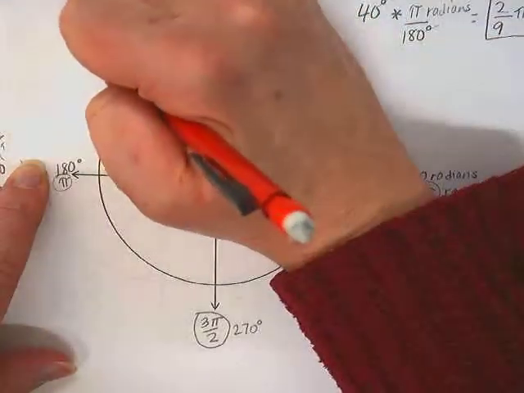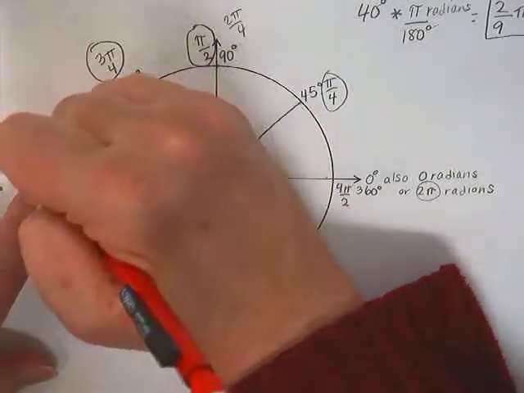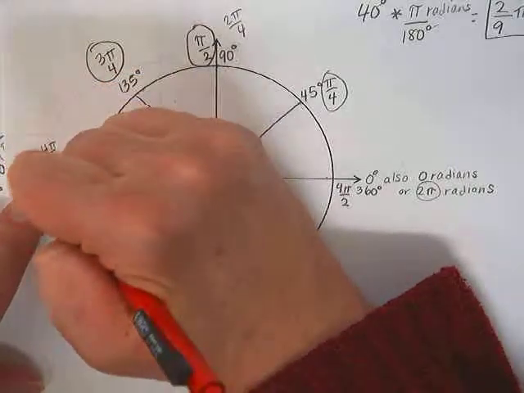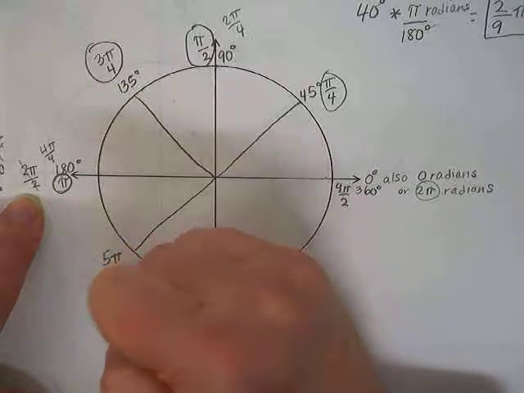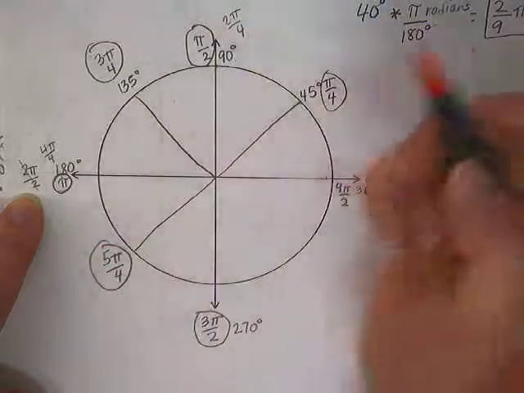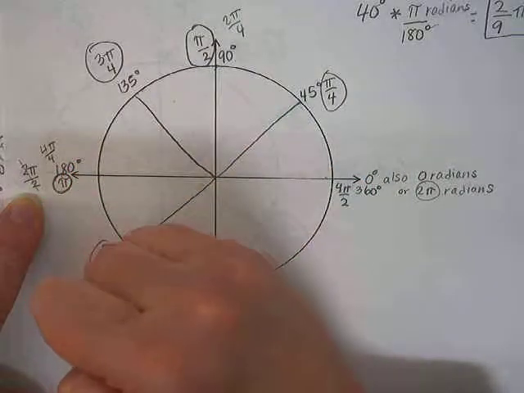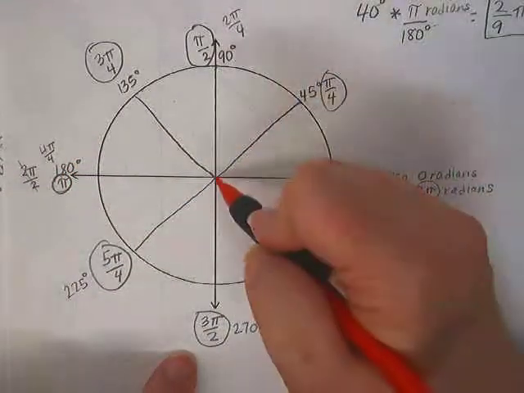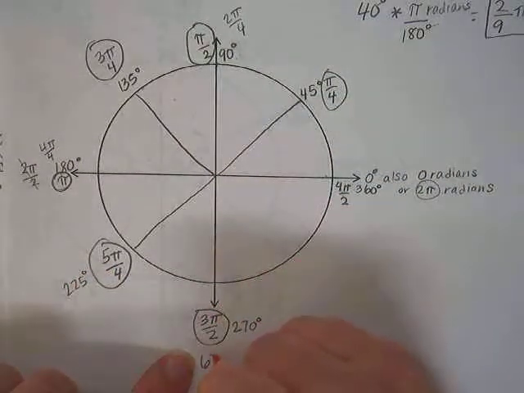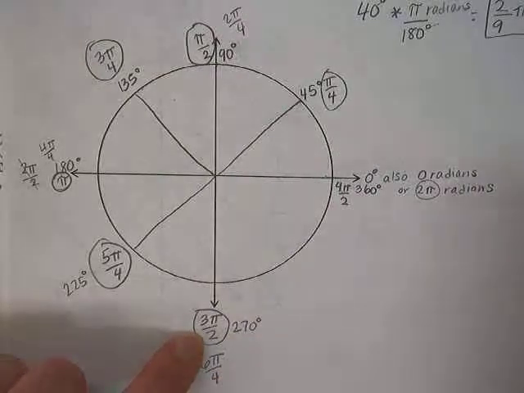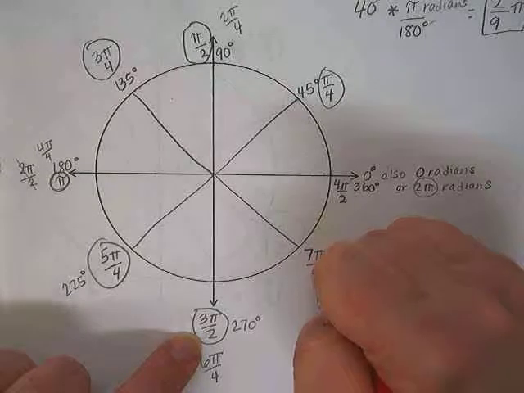If we go another pi fourths around, so every 45 degrees is another pi fourths, we have pi fourths. We have 2 pi fourths, which reduces to pi halves. We have 3 pi fourths, which does not reduce. We have 4 pi fourths, which reduces to pi. Our next one would be 5 pi fourths, which does not reduce. That angle would be 180 plus 45, so 225 degrees.